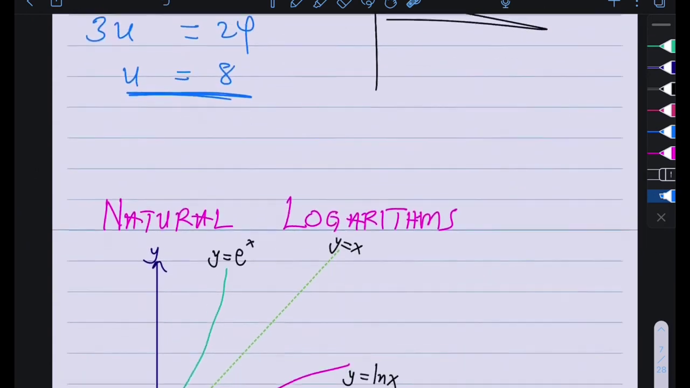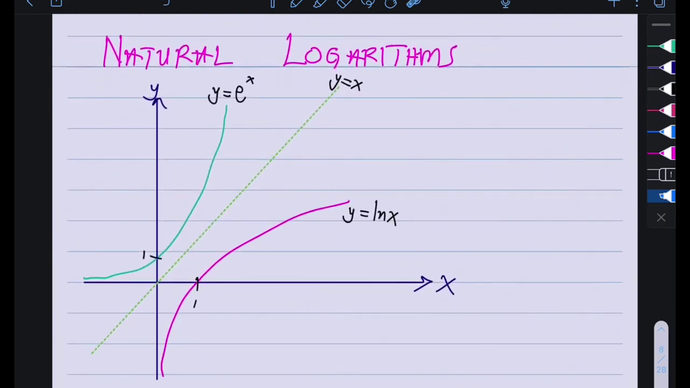All right. So in our next video, I'll be talking about the natural log, or the natural logarithms. Why do we call them the natural logarithms, and what are the properties of natural logarithms that we need to know and then apply to questions? So that is what we will discuss in our next video.